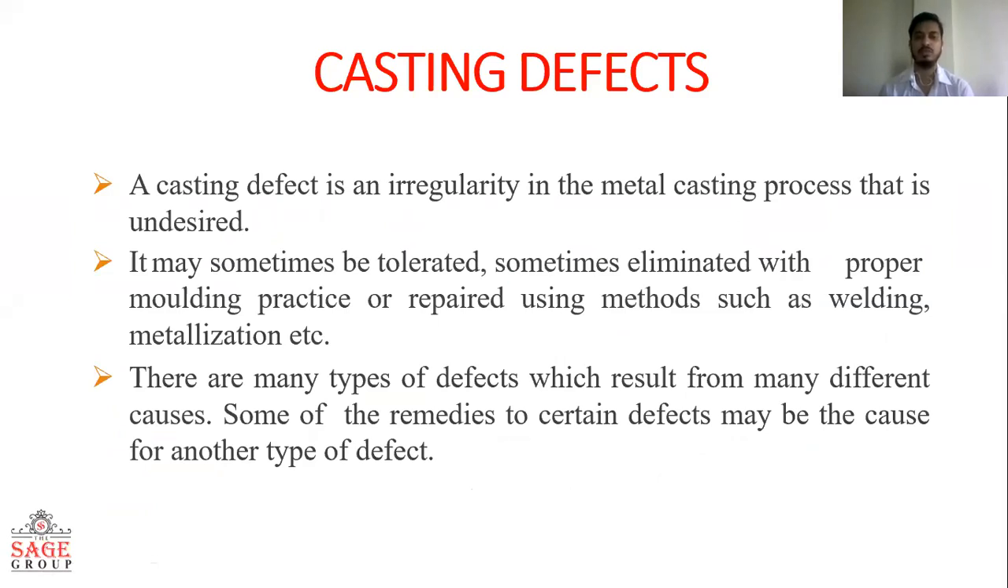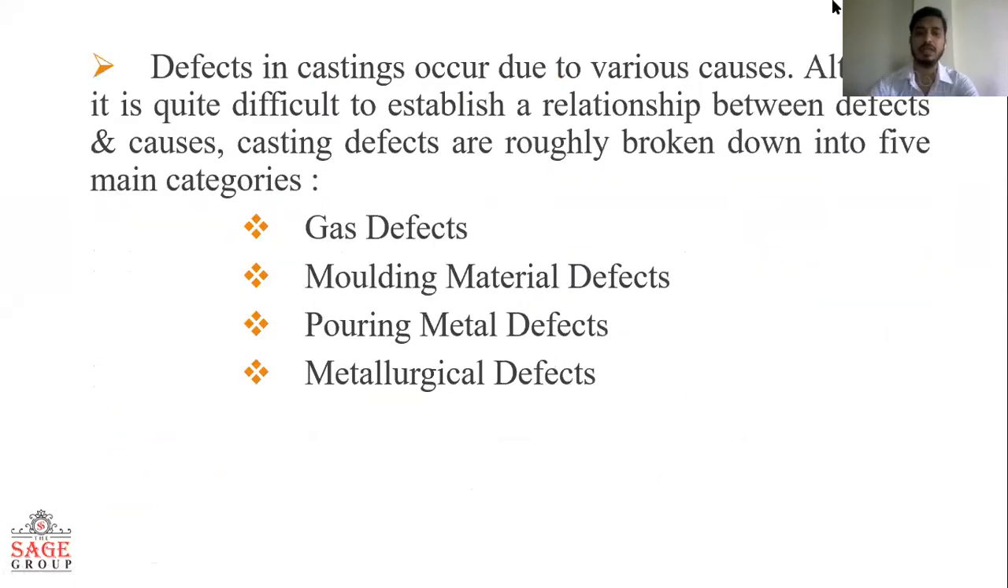It is sometimes tolerated, sometimes eliminated with proper molding practices or repaired using methods such as welding, metallization, etc. There are many types of defects which result from many different causes. Some of the remedies to certain defects may be the cause for another type of defect. So defects in a casting occur due to various causes. Although it is quite difficult to establish a relationship between the defect and causes, casting defects are roughly broken into four categories. That is gas defect, molding material defect, pouring metal defect, and metallurgical defect.